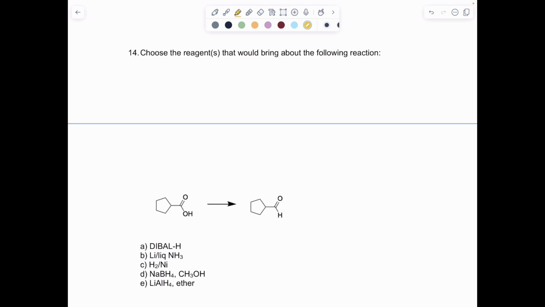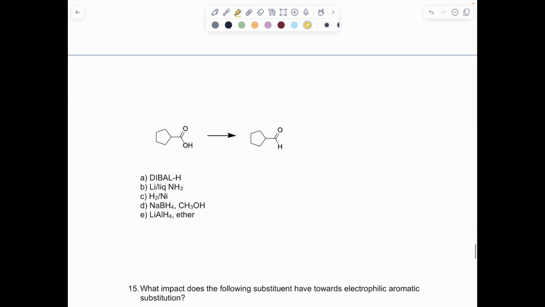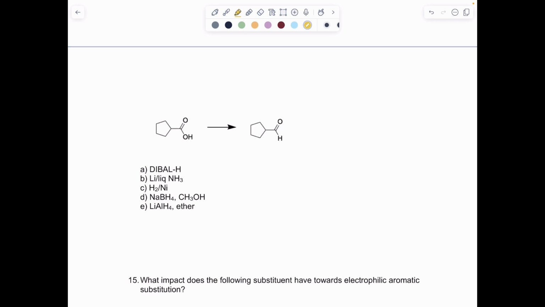Question 14, choose the reagents that would bring about the following reaction. So it looks like we are reducing from a carboxylic acid into an aldehyde. So we can't use our typical reducing agents like NaBH4 and LiAlH4 because those are too reactive and they will push the reaction past the aldehyde to an alcohol. So we have to use something like DIBAL-H, which will only react once because there's only one hydrogen available to react. So option A, DIBAL-H, is the only one that's going to be able to reduce.